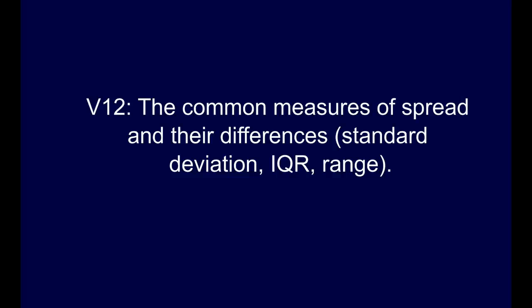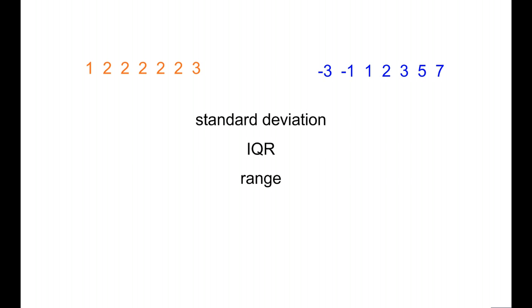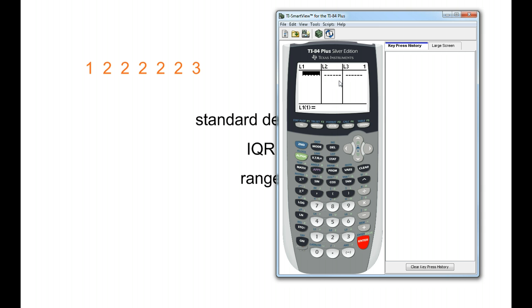We're going to take a look at the common measures of spread. That is standard deviation, the interquartile range, and the range, and how each of them can be used a little bit differently. Here we have two lists of numbers, two distributions, and what I want to do is punch each of them into the calculator.